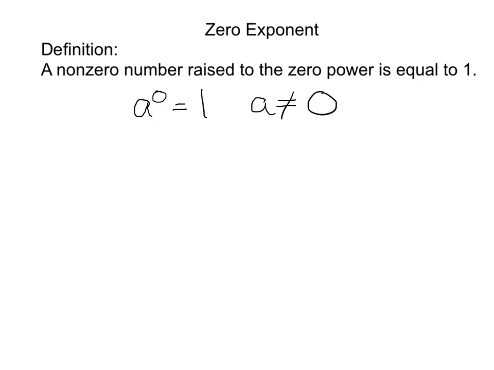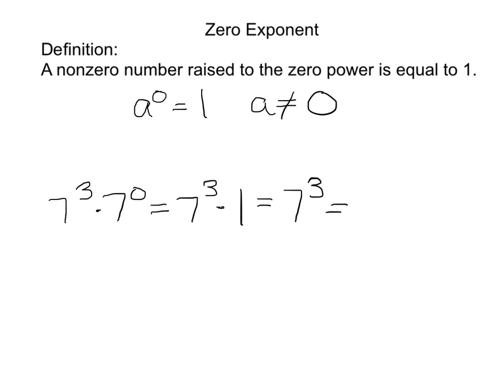So let's try an example. Let's say we are going to simplify the expression 7 to the 3rd times 7 to the 0. So let's raise 7 to the 0 power, so I have 7 to the 3rd times 1, which gives me 7 to the 3rd, which when you evaluate that, you get 343.